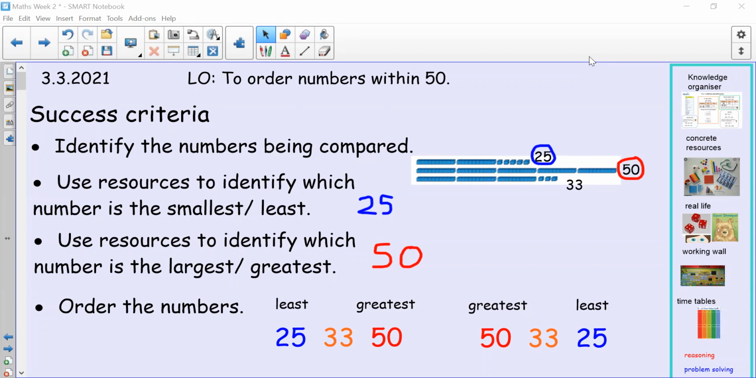So we've been comparing two numbers over the last couple of lessons, and today we're going to be comparing and ordering more than two. So our success criteria is: identify the numbers being compared firstly, use resources to identify which number is the smallest or least, use resources to identify which number is the largest or greatest, and then order the numbers either from least to greatest or greatest to least.